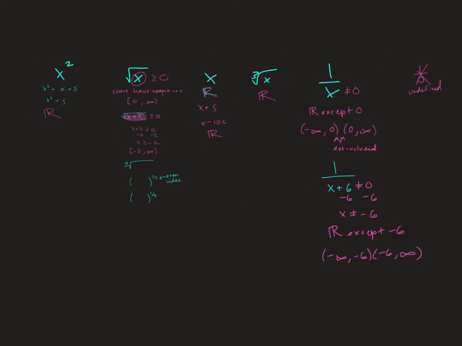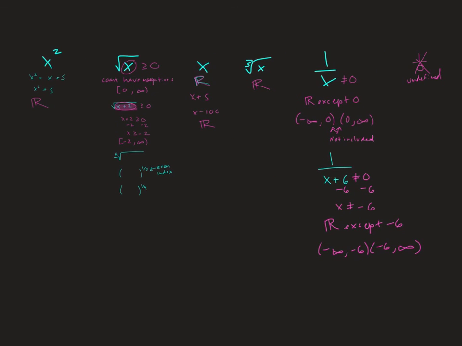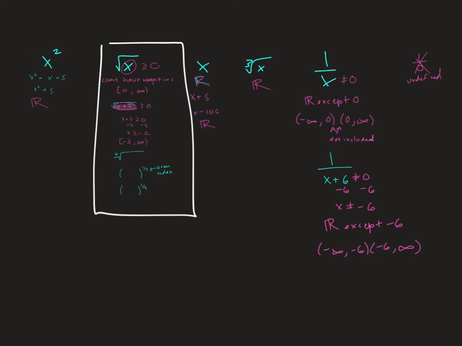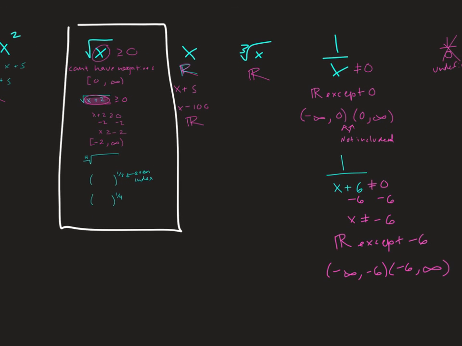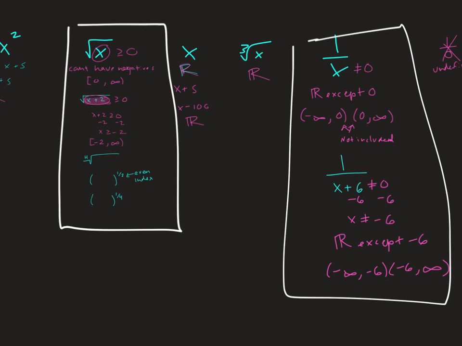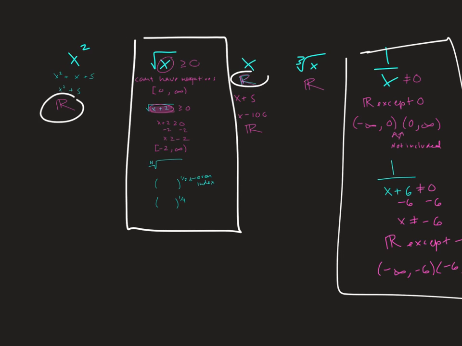So the only time we have to worry about our domain is whenever we have a square root with an even index or if we have a fraction. So these are the only two cases you have to worry about for your domain. All the other times it's going to be all real numbers.